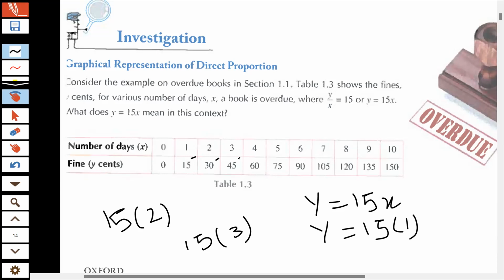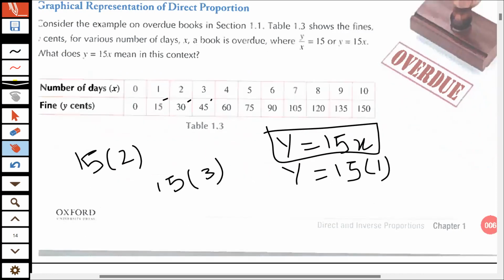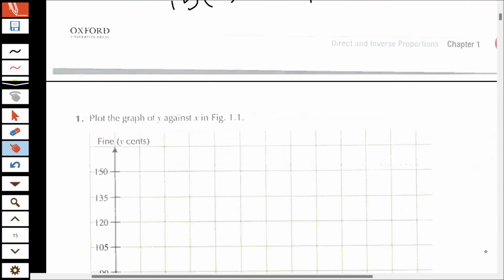Then x as 4, then 15 times 4 is 60. So we made an equation. This is our equation for this question. Y equals to 15x. Acha. I have made an equation. Now examiner wants me to make a graph. Plot the graph of y against x in the figure 1.1.